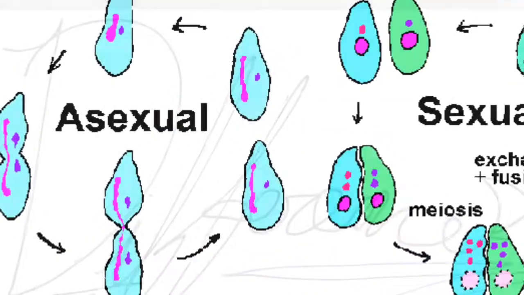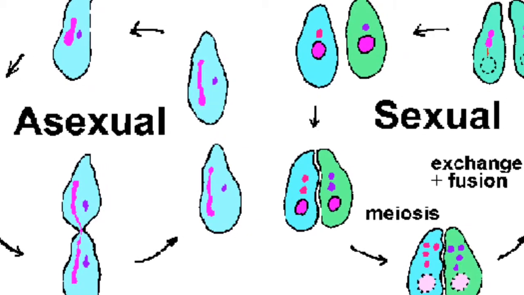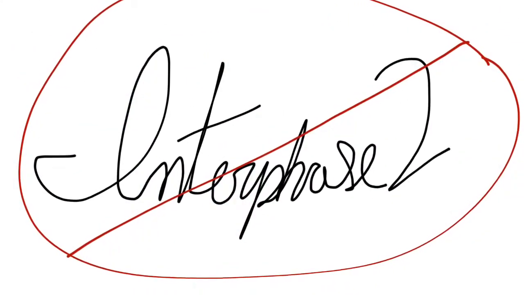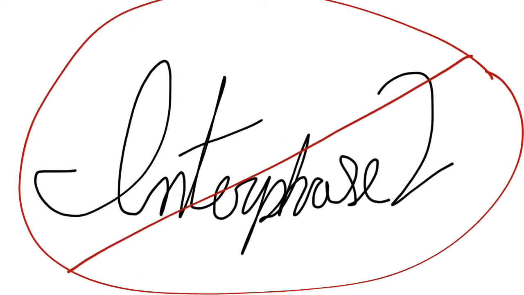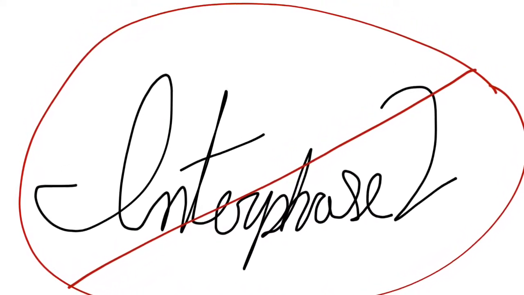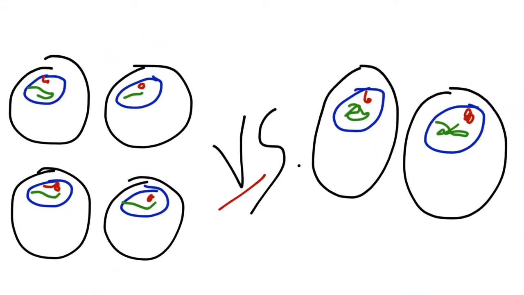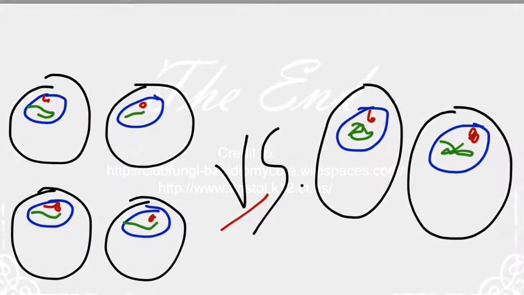Differences. Mitosis is asexual reproduction. Meiosis is sexual reproduction. Meiosis doesn't have an interphase between telophase 1 and metaphase 2, where mitosis does. Meiosis produces 4 haploid cells, mitosis only produces 2 haploid cells.